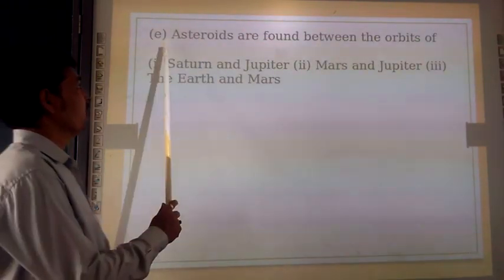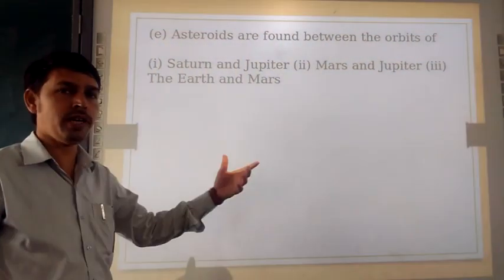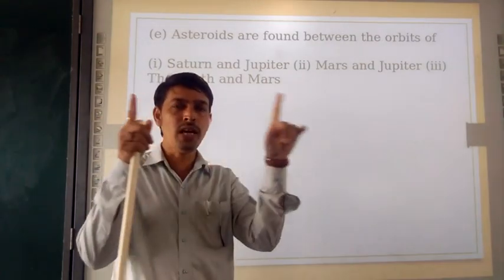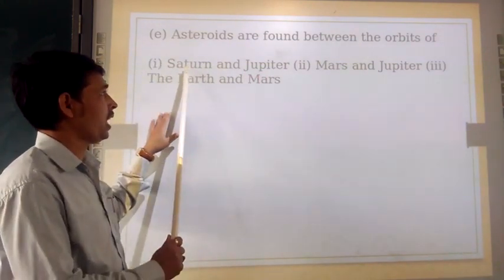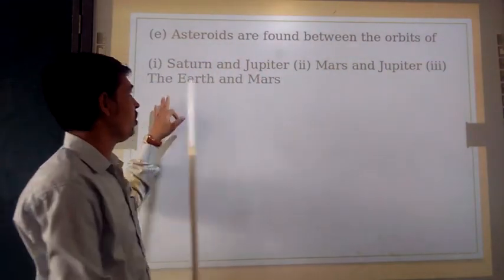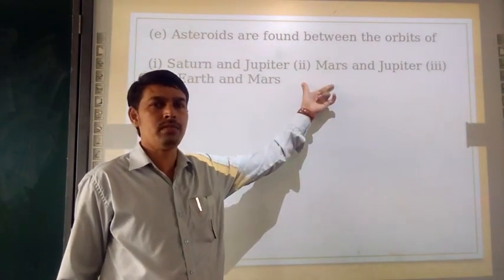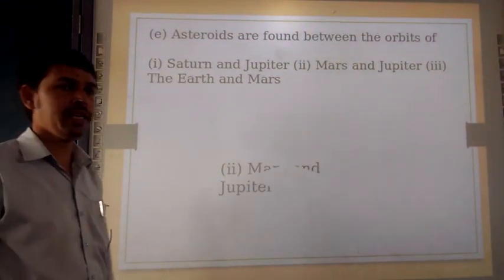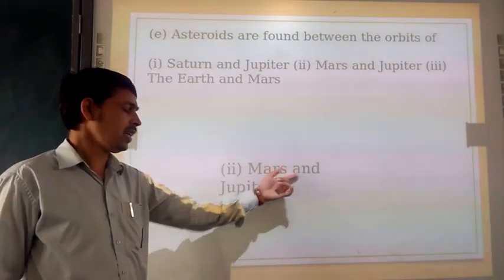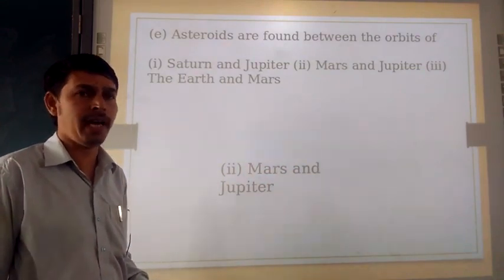Now moving toward E. Asteroids are found between the orbits of which planets? As I showed you in the solar system diagram, I showed you the asteroid belt. Where is that found? Saturn and Jupiter, Mars and Jupiter, or Earth and Mars. So the correct answer is Mars and Jupiter. Please tick it. Second, Mars and Jupiter. Next we are moving to our discussion on fill in the blanks.